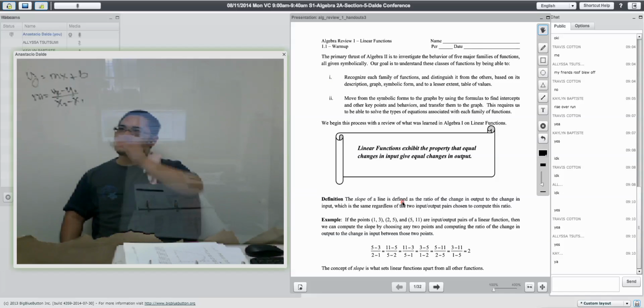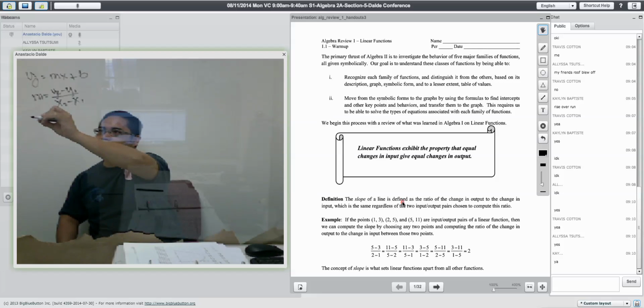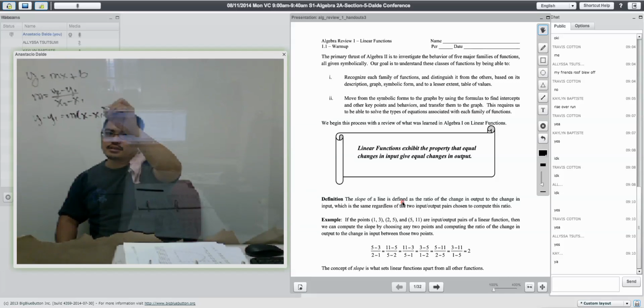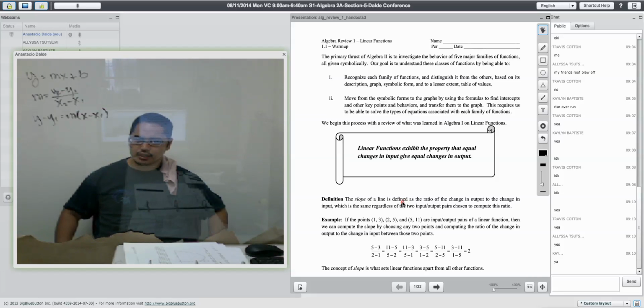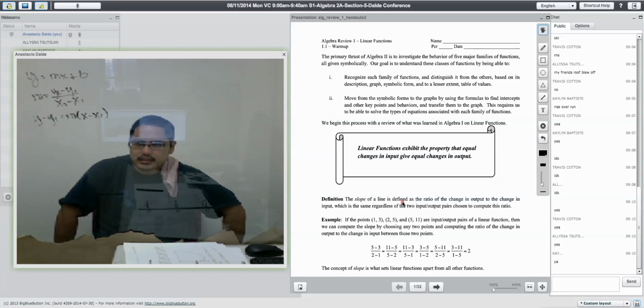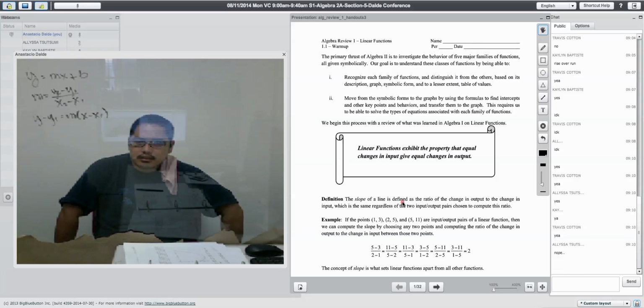And this is called the slope formula. This is called the slope-intercept form. This one right here, I think it's called the point-slope form. It goes like this: y minus y1 equals m times x minus x1. Have you seen that one before? I'm pretty sure that's the correct way of writing it.